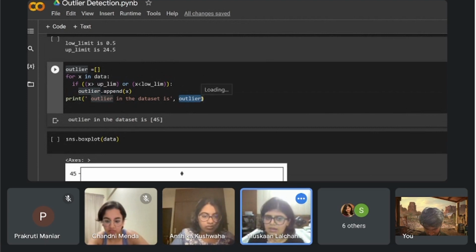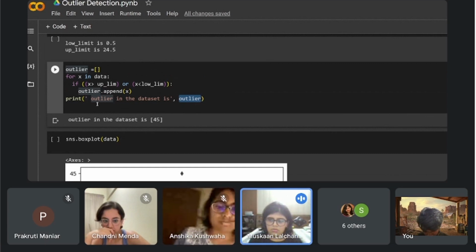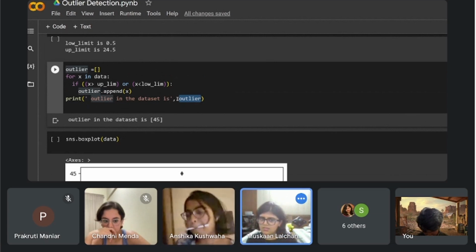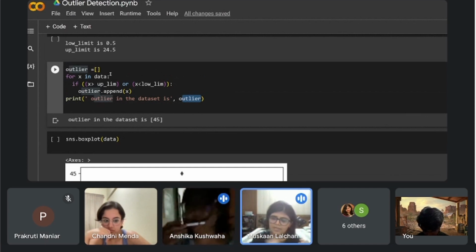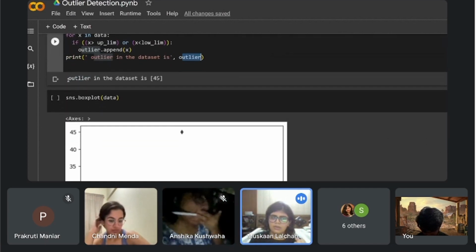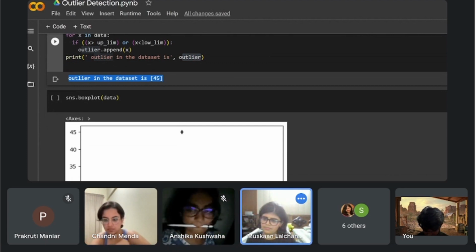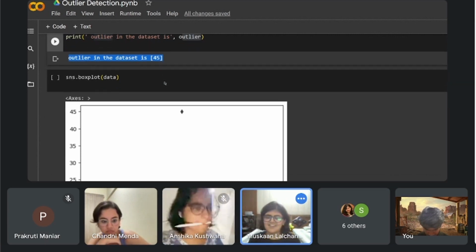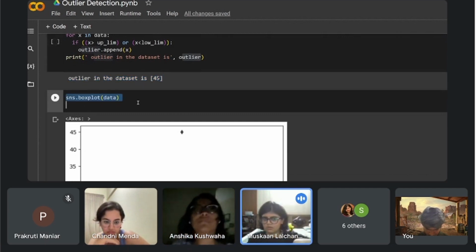I have only written outlier here, and along with that I wanted to print a statement, outlier in the data set is. So whenever you want to print a statement, you write it in quotes. So I wanted to print outlier in the data set is, and then print outlier, which was the bag. Whatever was in the bag. Now it will print outlier in the data set is 45. Sorry, not colons.